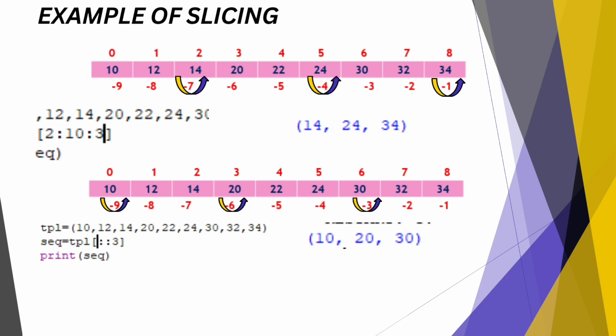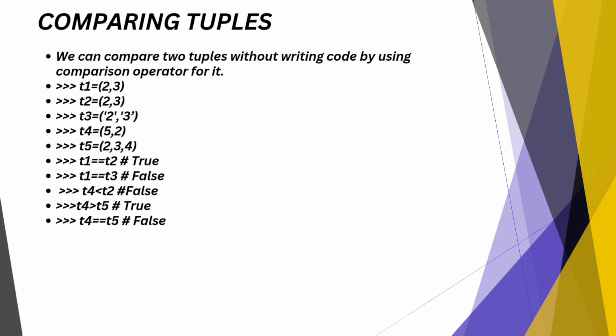So 2, 14, 24 and 34 will be printed. And in the next example, starting and stop value we have not mentioned, step value only is there, so it will print 10, 20 and 30 because step value is 3, starting with the start most value and till the end. Step value is 3.